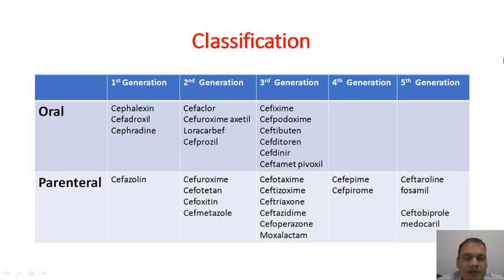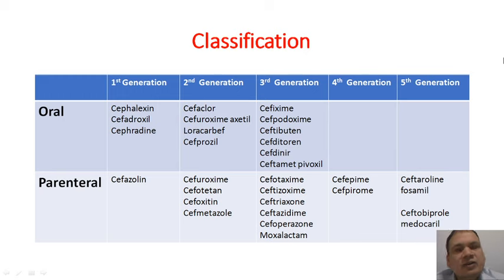The fourth generation, their antibacterial spectrum is the same as that of the third generation. The only difference between the third generation and fourth generation is that the fourth generation is more resistant to the beta lactamases. Like your cefepime and cefpirome, they are more resistant to the beta lactamases in comparison to your third generation. Otherwise, their antibacterial spectrum is more or less the same. Okay. Then fifth generation, its antibacterial spectrum is also the same as the third generation, but it has more gram negative activity in comparison to the third generation. Okay. If you can remember this, it is good enough.